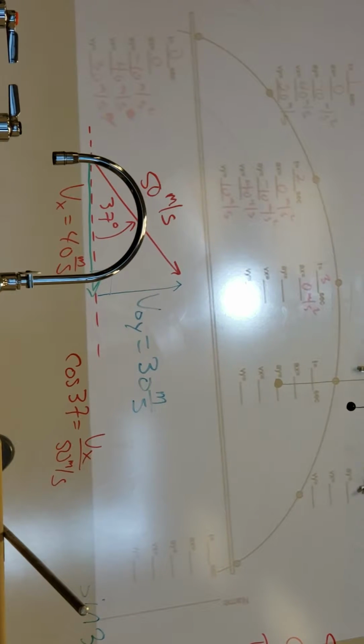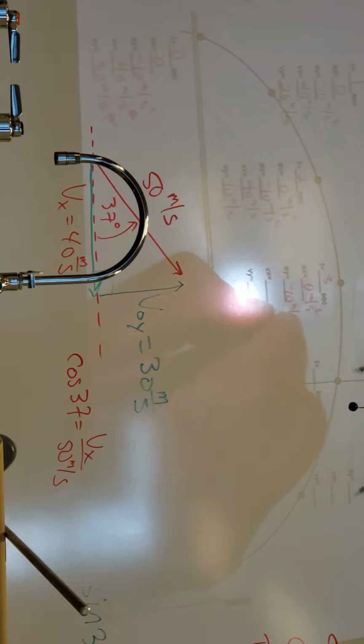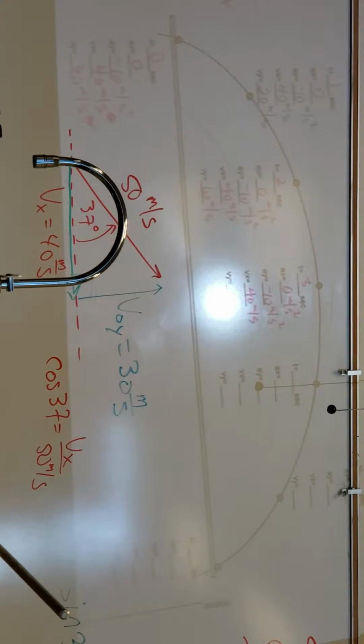Is there still a planet there? Yeah, there's still a planet there. Sideways, going 40 meters per second. Up and down, what's the velocity? 0.